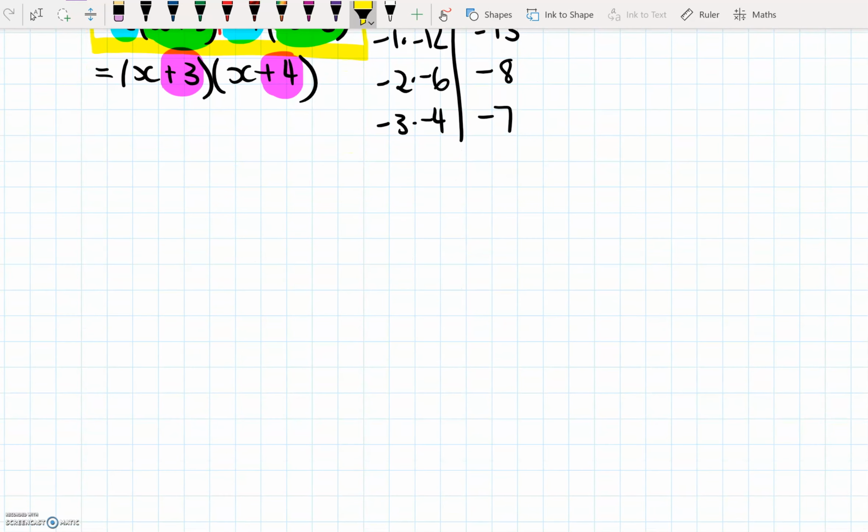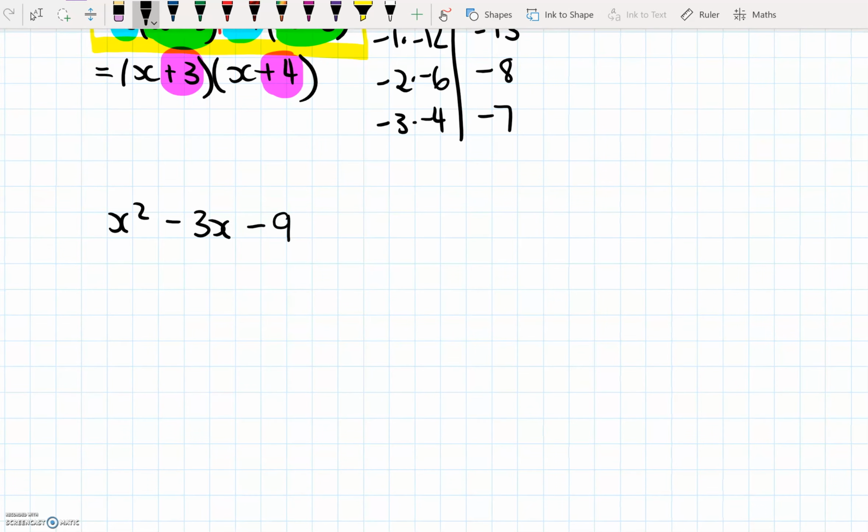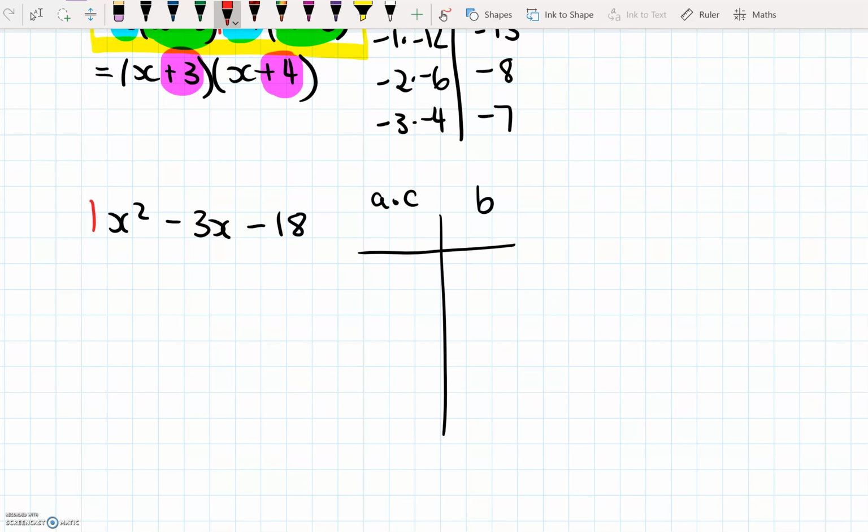All right, so let's have a look at some examples. So if we have x squared minus 3x minus 9. Okay, no, not minus 9. Let's make it minus 18, sorry. Okay, so firstly, a times c and b. Okay, so remember a is a 1 here, so a times c is going to give us minus 18 and b is going to give us minus 3.